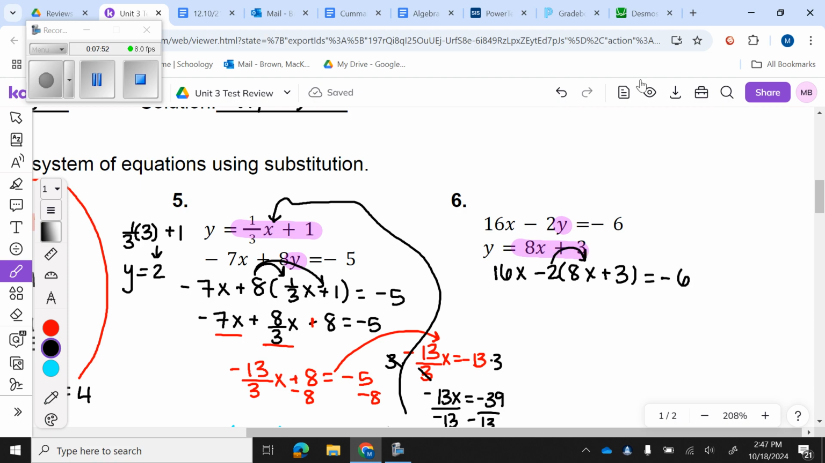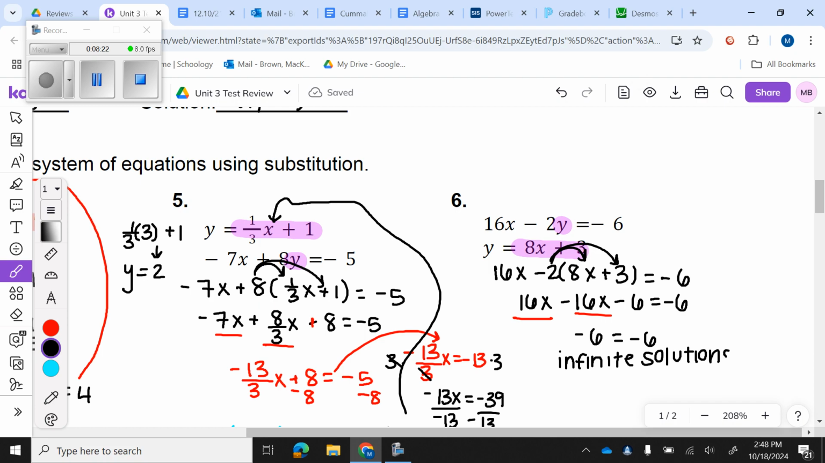All right, I'm going to distribute my negative 2. I'm going to have 16x minus 16x minus 6 equals negative 6. When I combine my like terms, I've got a positive 16 and a negative 16. Well, those are going to become 0, and I'm going to end up with negative 6 equals negative 6. Well, y'all, this is a true statement, so that tells me that my answer is going to be infinite solutions. Or we can call this all real numbers.